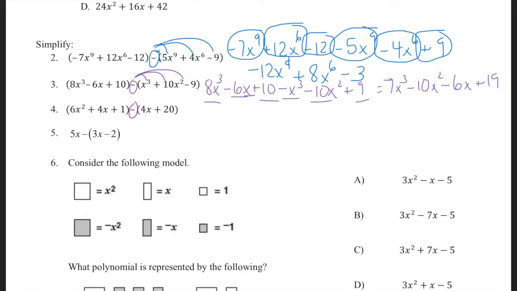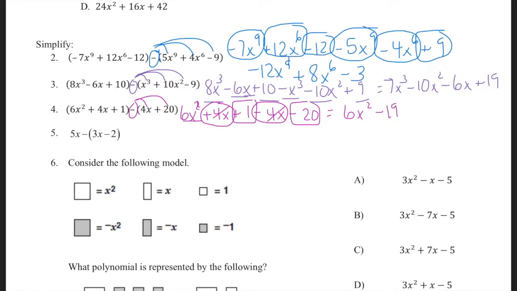I have another minus here, so I'm going to be subtracting. So 6x squared plus 4x plus 1 minus 4x minus 20. I only have one x squared term, so I'm going to keep it. I have 2 x's, and they just happen to be a 0 pair. And I have 2 constants, and that makes minus 19.